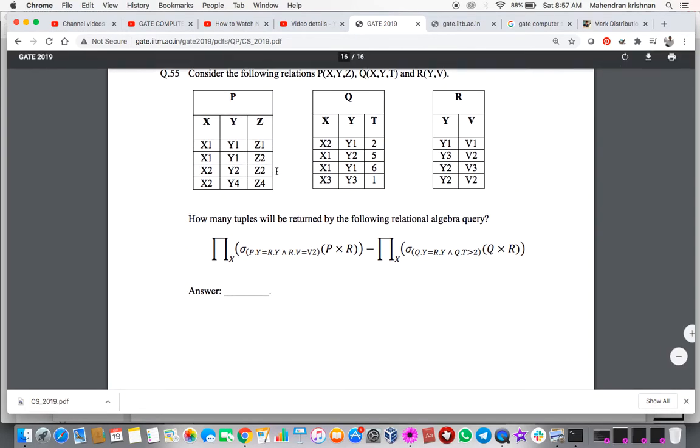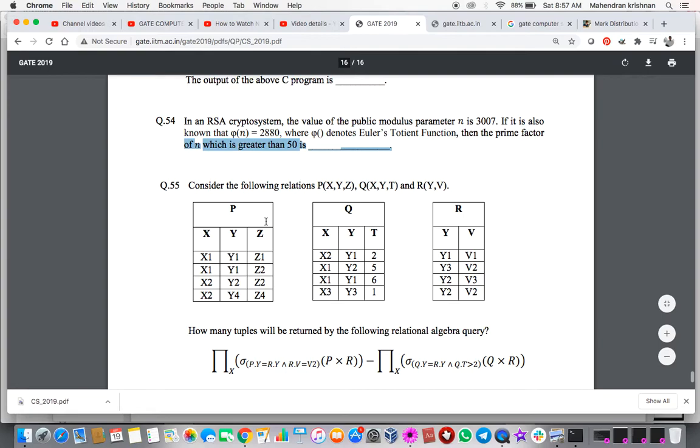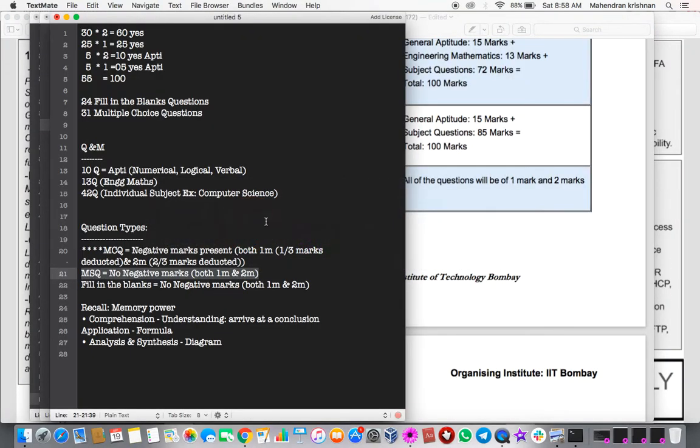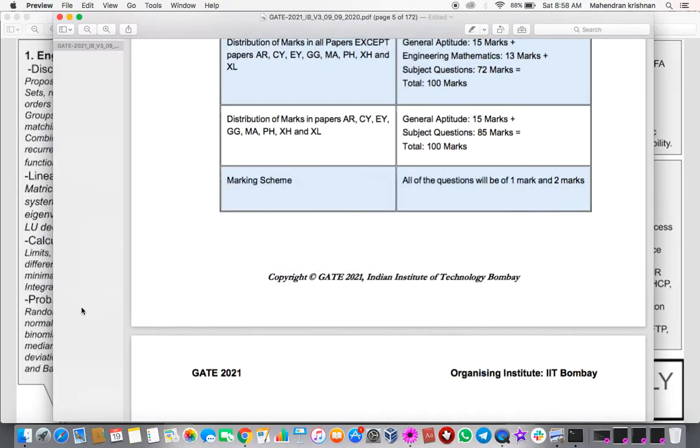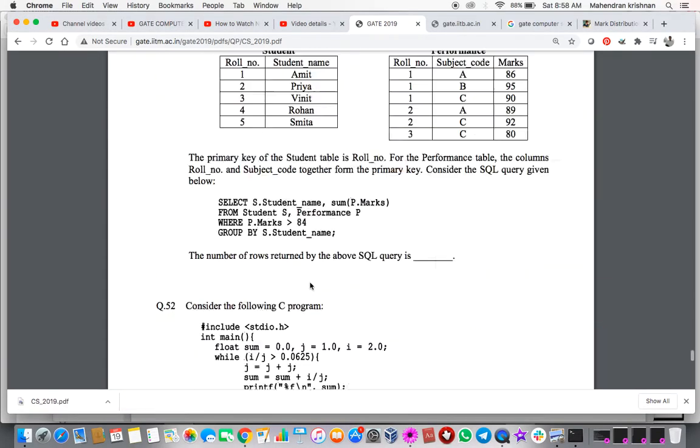All right, so these are the things. We saw MCQ based questions. We saw MSQ based questions. We saw fill in the blanks questions. Then analysis and synthesis, we saw all diagram based questions. Now memory power based questions, let us see.